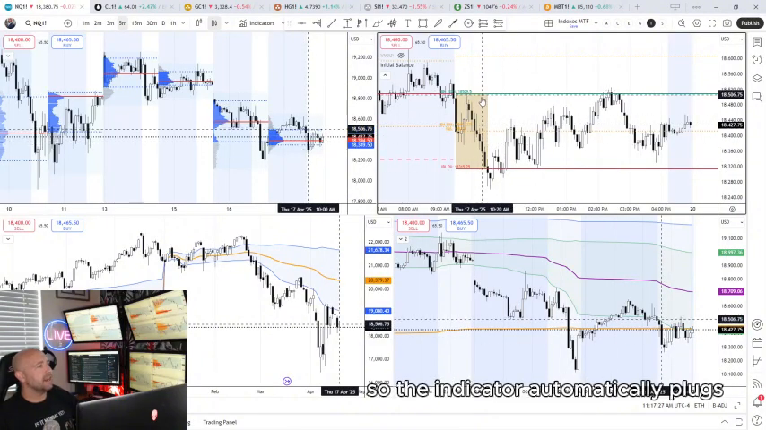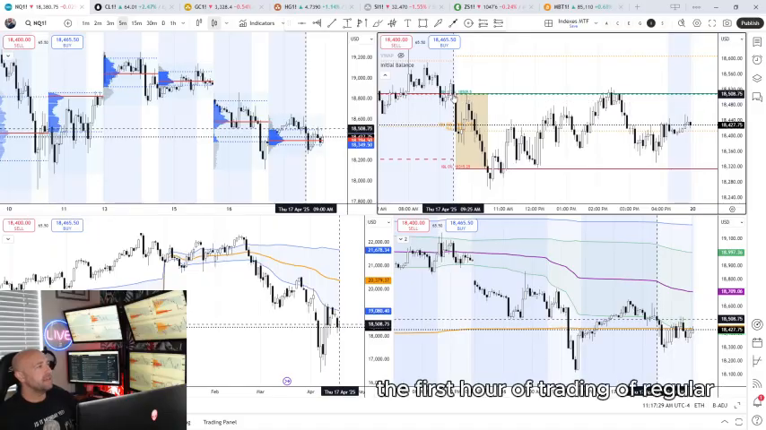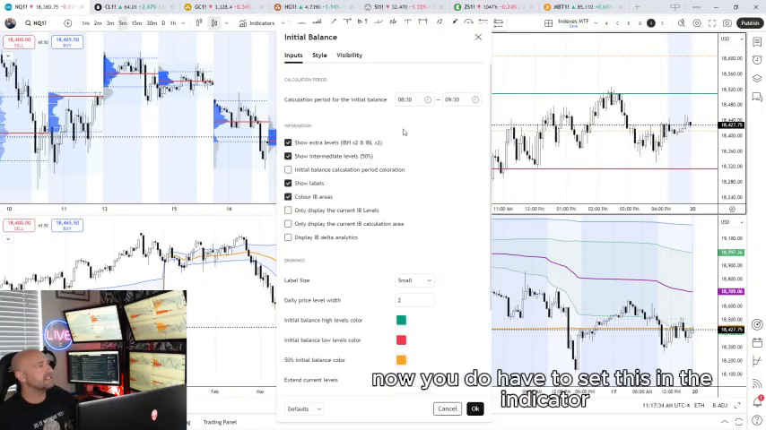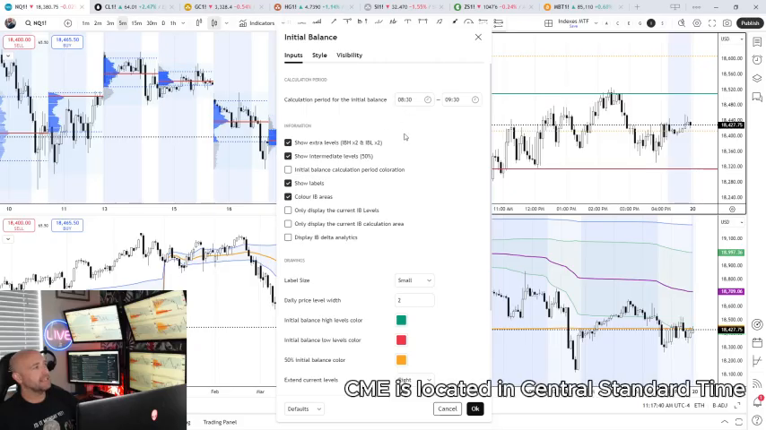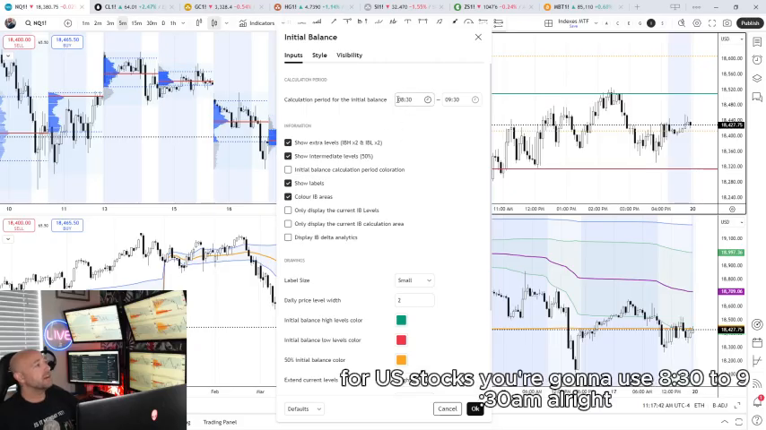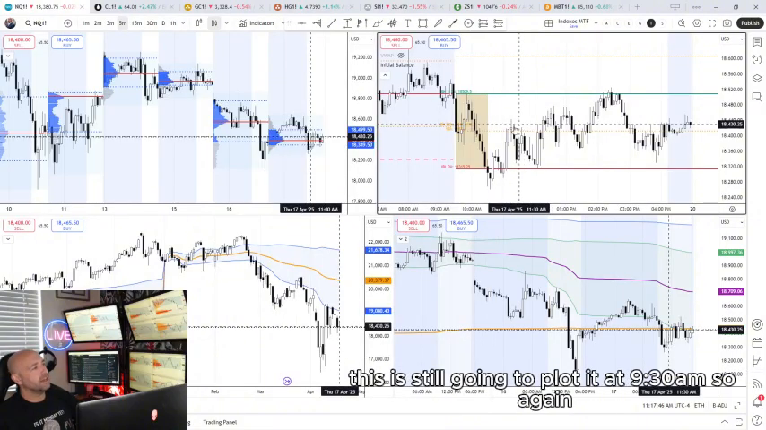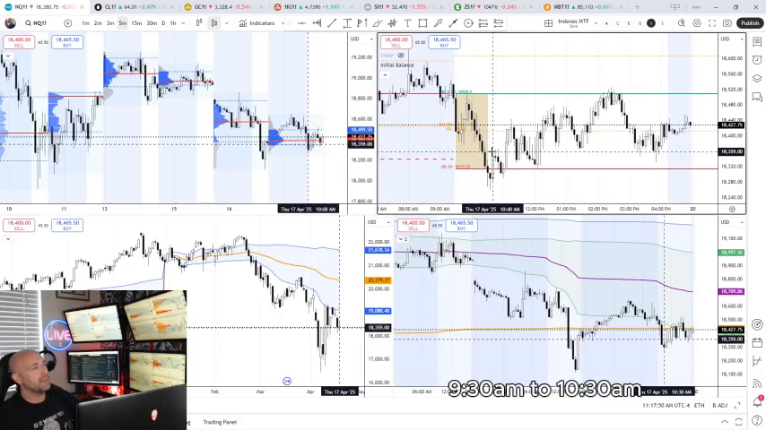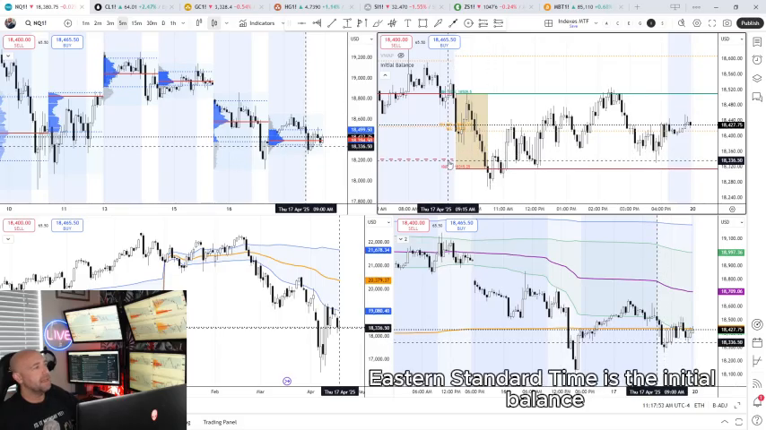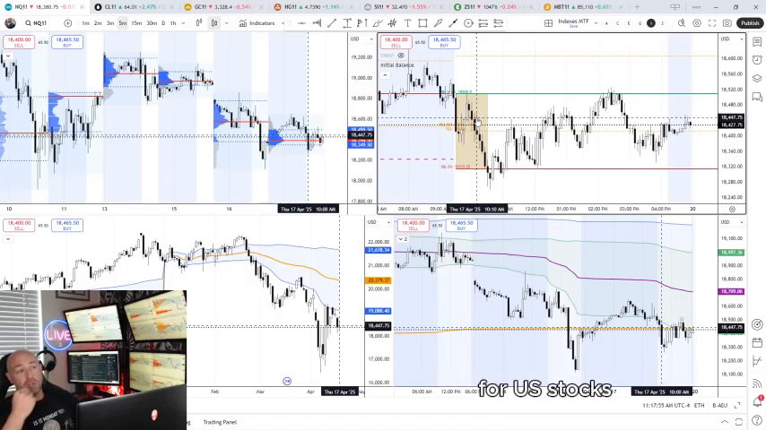So the indicator automatically plots the first hour of regular trading hours. Now, you do have to set this in the indicator. U.S. stocks are a little wonky for whatever reason. I think it's because CME is located in Central Standard Time. For U.S. stocks, you're going to use 8:30 to 9:30 a.m. This is still going to plot it at 9:30 a.m. So again, 9:30 a.m. to 10:30 a.m. Eastern Standard Time is the initial balance for U.S.